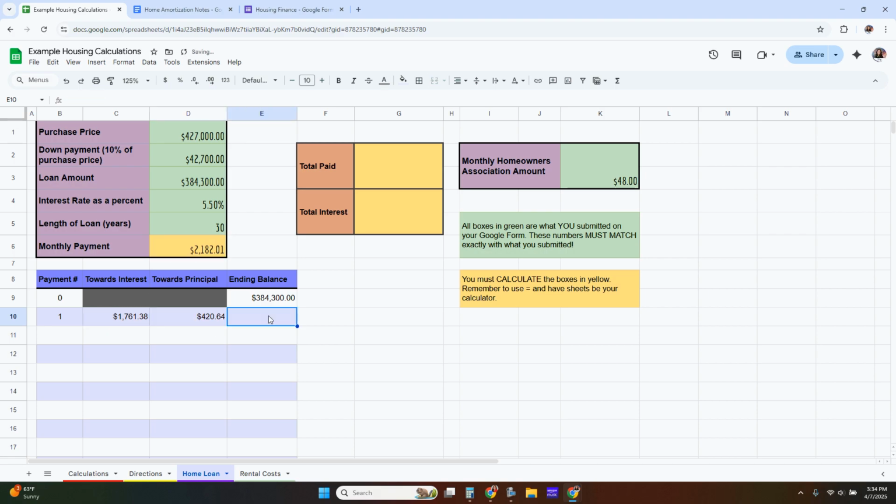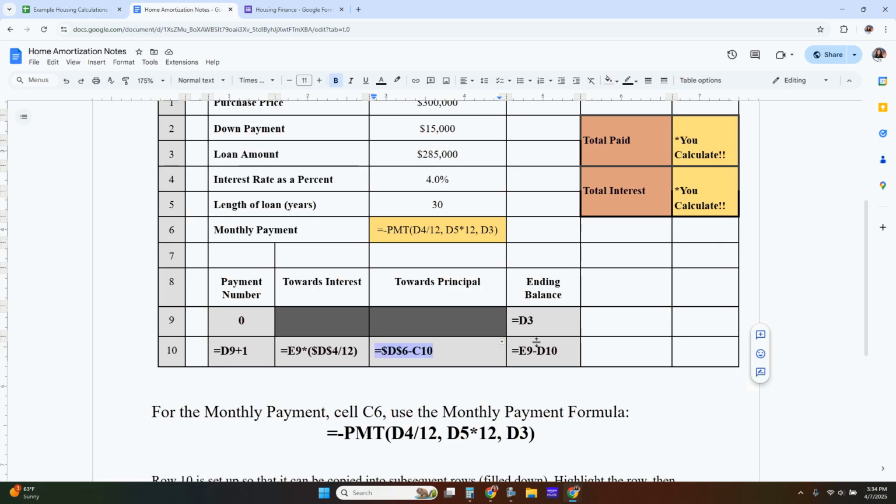Okay, and then finally our ending balance. Our ending balance is going to be the prior balance, which is E9, minus the amount that went towards the principal, D10.